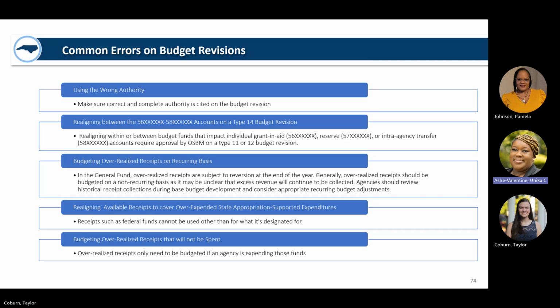Realigning available receipts to cover overexpended state appropriations supported expenditures. Receipts such as federal funds are restricted and cannot be used other than what they were designated for. Budgeting overrides receipts that will not be spent. Overrides receipts only need to be budgeted if the agency is expending those funds.